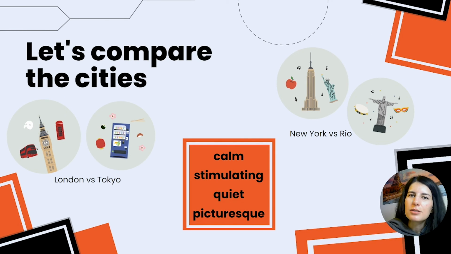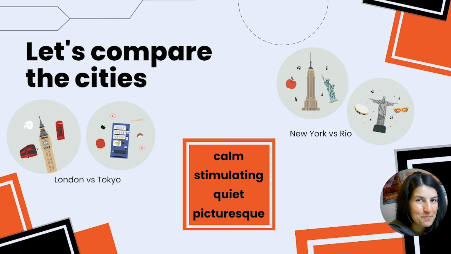Now, let's practice a little bit. In another class, we talked about the adjectives we use to describe places. Now, let's compare the cities. Let's compare London and Tokyo, and New York and Rio. Here are a couple of words: calm, stimulating, quiet, and picturesque. How can we use them? Pause this video right now, take your time, and I'll show you the examples in a second.